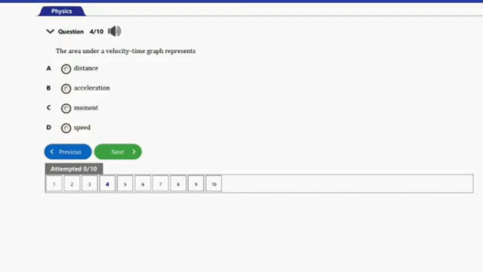So guys, the area under a graph is usually the y-axis times the x-axis. So in a velocity time graph, we have the velocity on the y-axis and the time on the x-axis. So if we multiply these two, velocity times time will give you displacement, which is the distance covered here. So option A here is the answer to this question. Let's go ahead and consider the next question, guys.